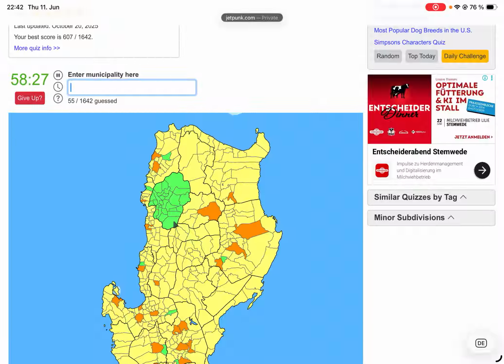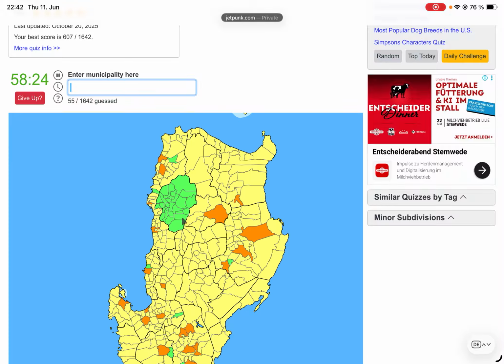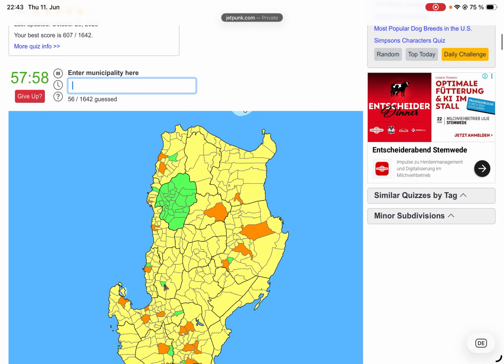I should say, by the way, that Abra is part of the region of Cordillera. So Cordillera is basically this long region which stretches here from this province, which is called Apayao, up until the south here. And the capital of the entire region is located right here in Baguio. And Baguio is the biggest city of the province of Benguet, but it's not the capital. The capital is called La Trinidad. So let's just continue right there.